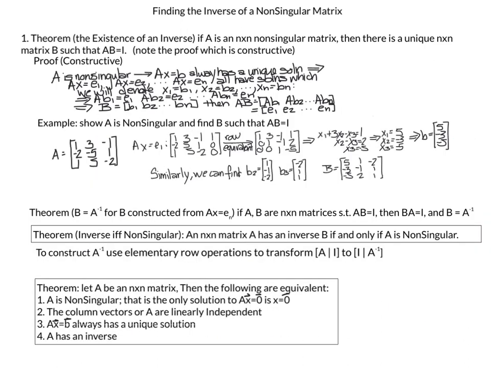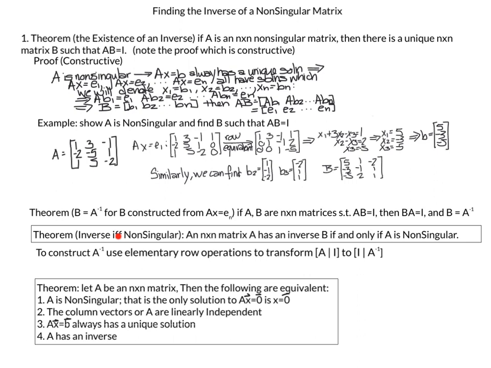Our next theorem, which I have a brief name for, says that B is equal to A inverse for B constructed from AX equals EN, that's what we did over here. So if A and B are n by n matrices such that AB equals I, then BA is equal to I, and B is equal to A inverse. So we technically have this theorem that says this will be the inverse. And then this theorem, which is an important one, is the inverse.